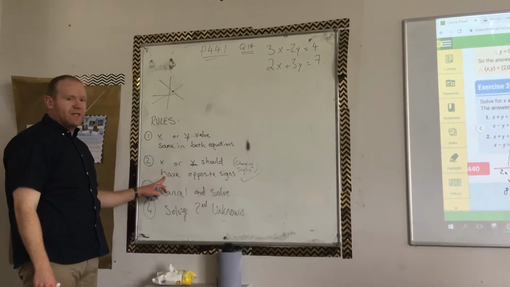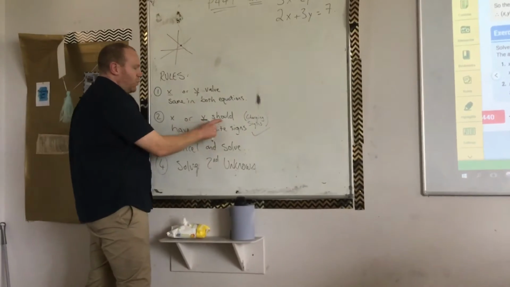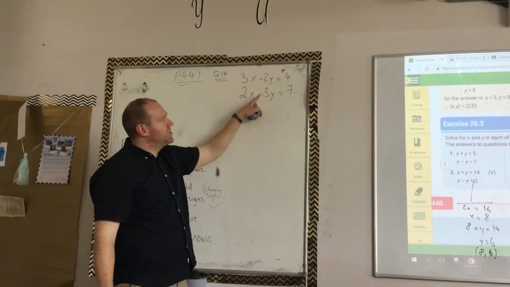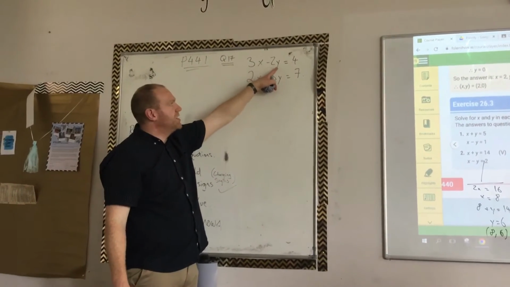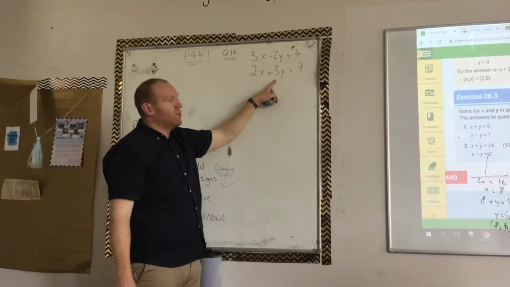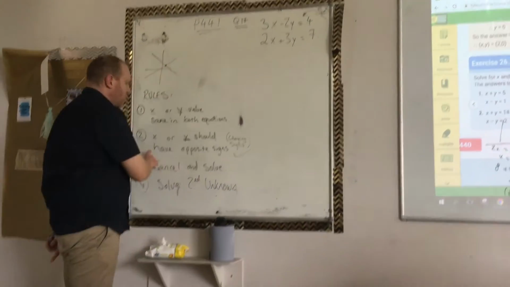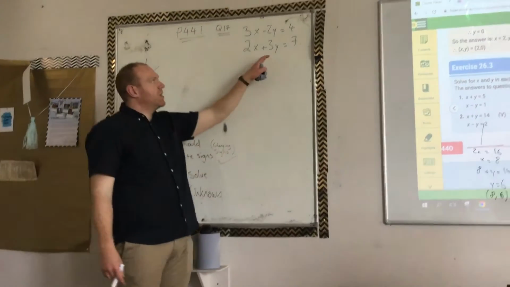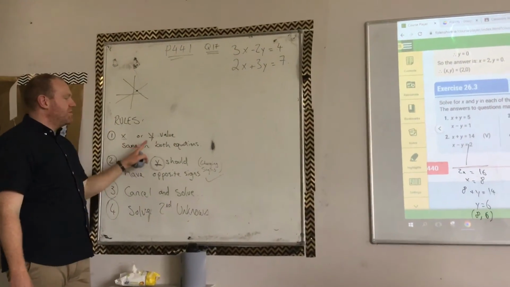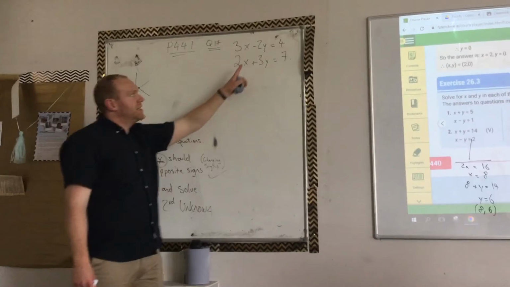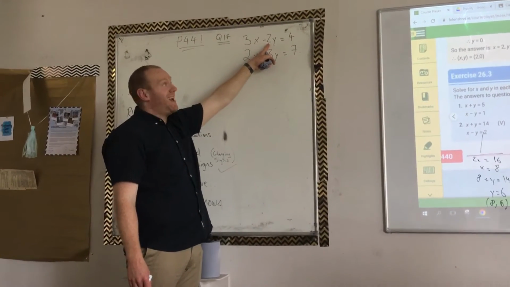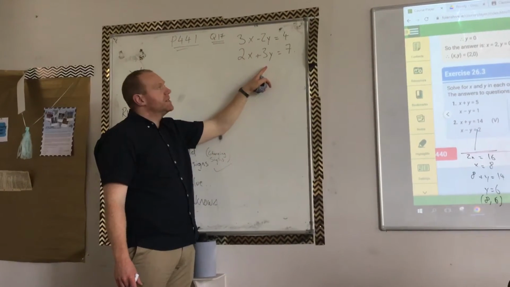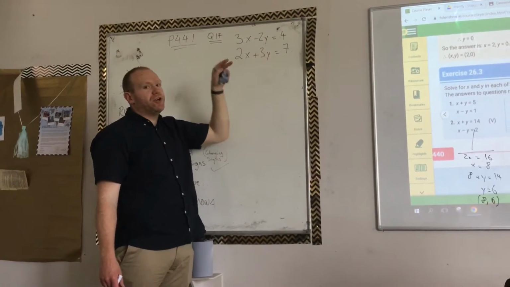Let's look at rule 2 and see if I have that. The x or y should have opposite signs. The x's are both positive, but the y's do have opposite signs. One of them is minus and one of them is plus. So I'm going to work with the y's, because they are the ones that have opposite signs. Now I'm going to fix them so that they have the same number in front of them. I want this one to have minus 6y, and this one to have plus 6y. If they have minus and plus 6y, I can cancel them.